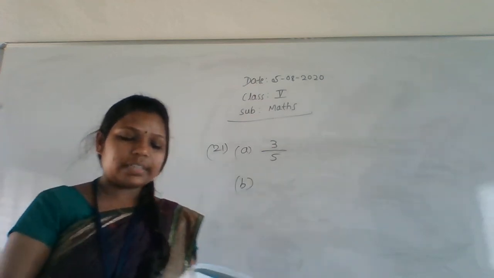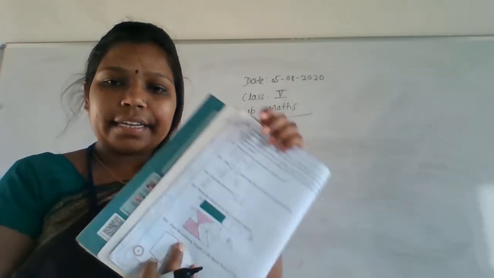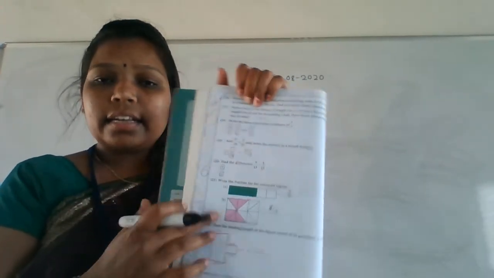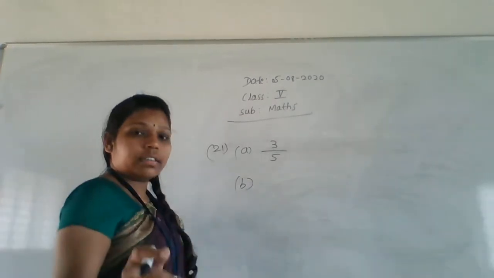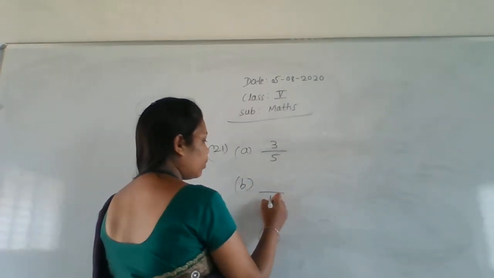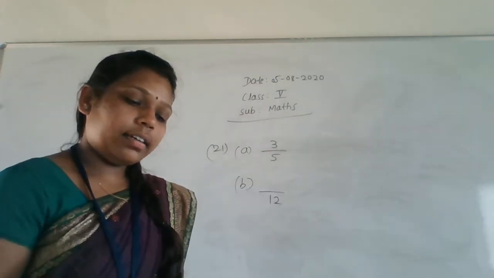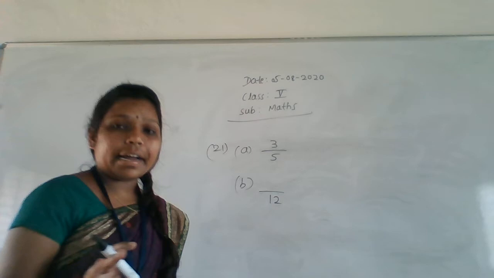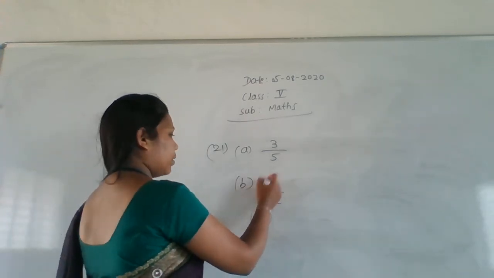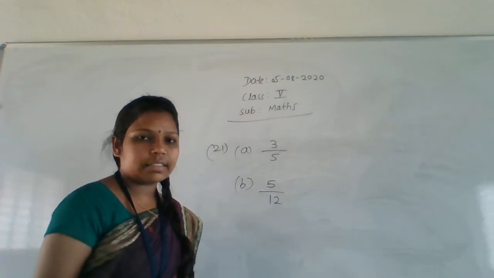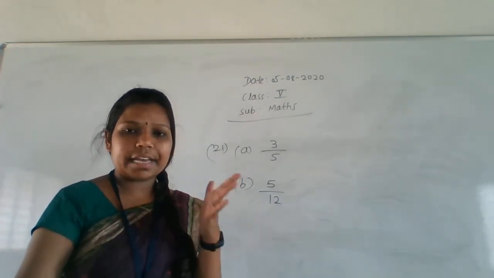Okay. So next one is A. See here, how many triangles are there here? How many triangles are there? Here triangles are 12, and how many are colored here? Here only 5 triangles are colored with the pink color. Okay, so 5 by 12. This is the way to write the fraction for the given diagrams.